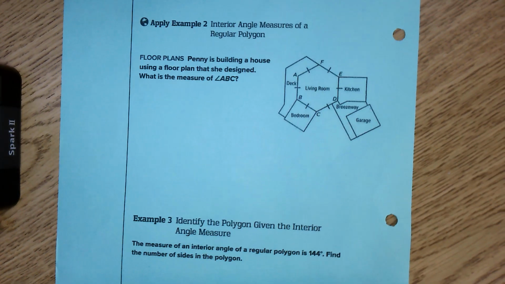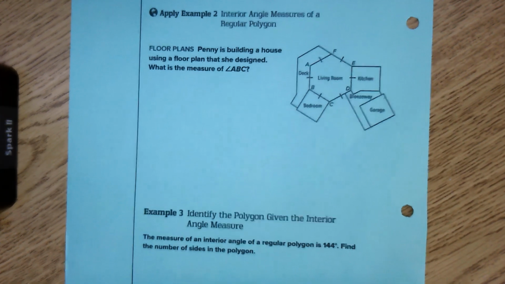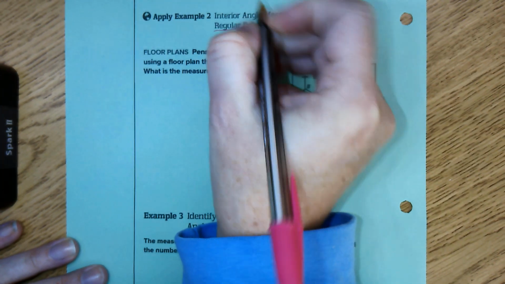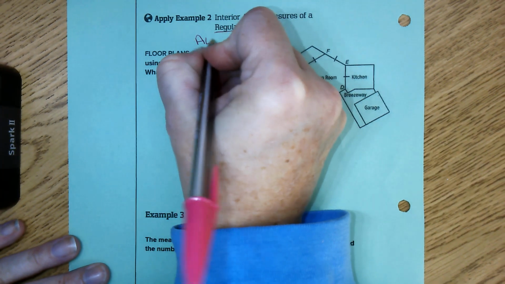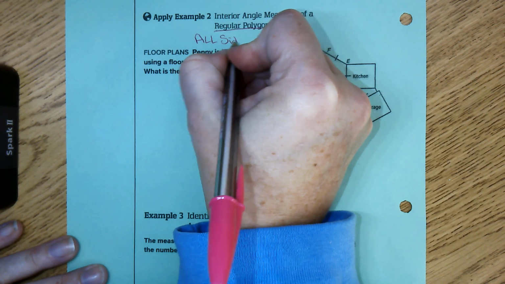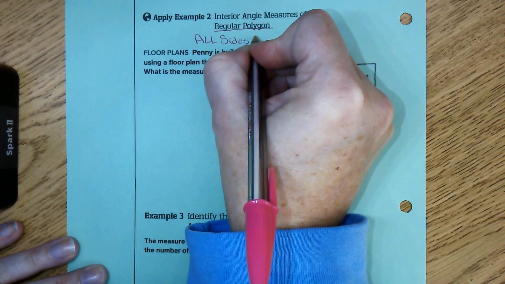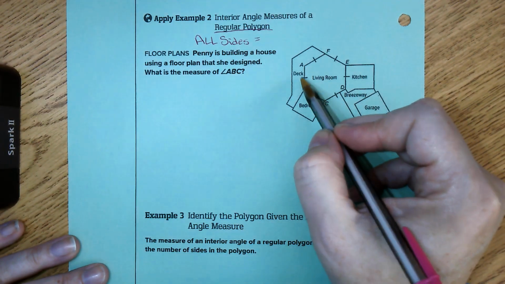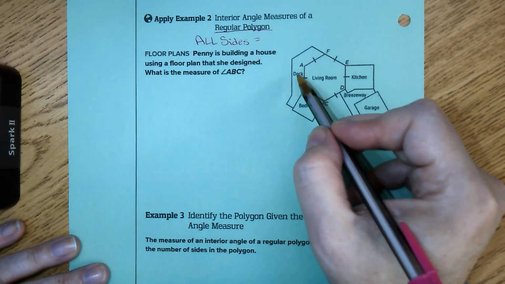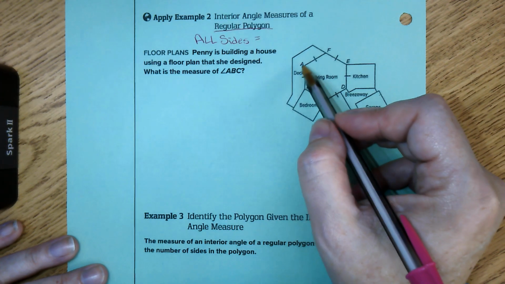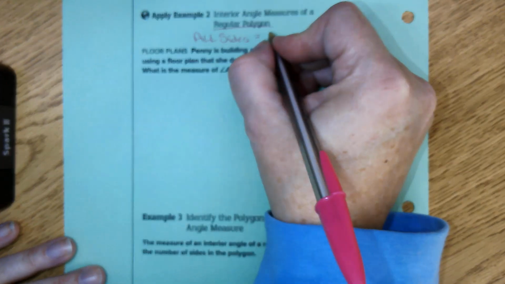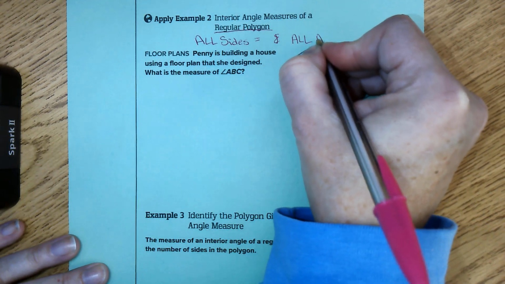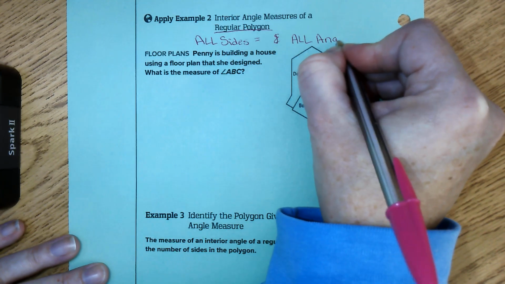So we are going to find the interior angle measure of a regular polygon. All right, when you have a regular polygon, all the sides are equal. And you can tell that because it will tell you with these little tick marks that all of these are congruent, which means they measure the same. And if all of the sides measure the same, then all of your angles measure the same as well.